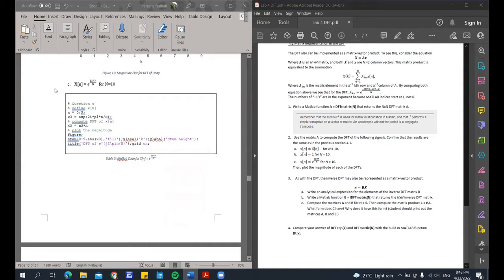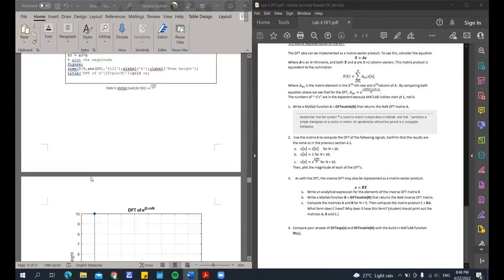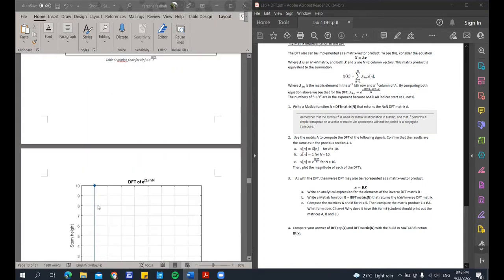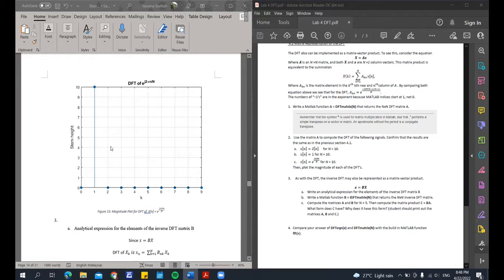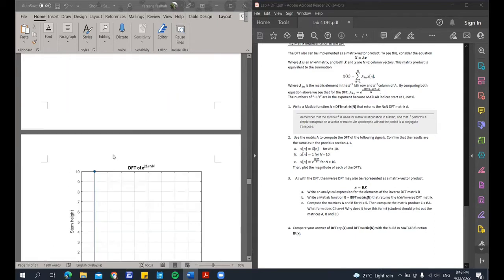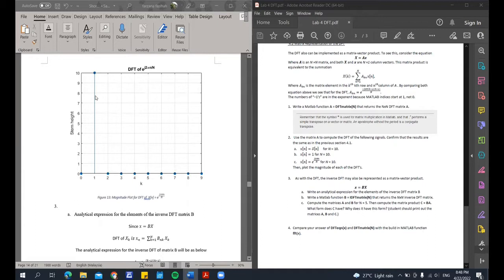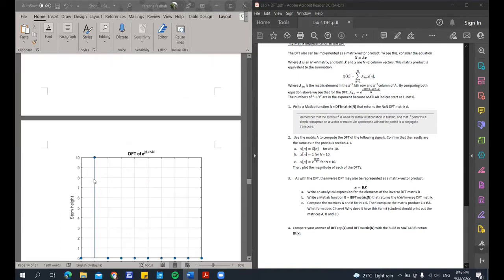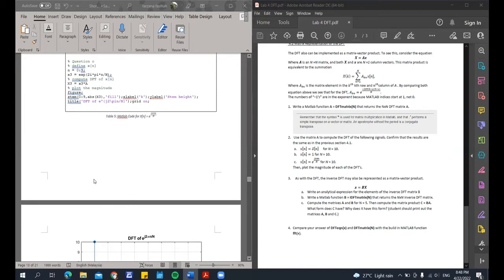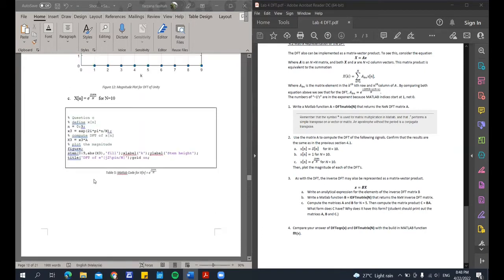And the last one is for part C. This is the question for part C. Same, we have 10 samples from 0 until 9. Just for this, at value 1 only, it has the value of 10 for the stem height, and the rest of them are at the 0 axis. So I think that's all from me. I will pass to Zafira.